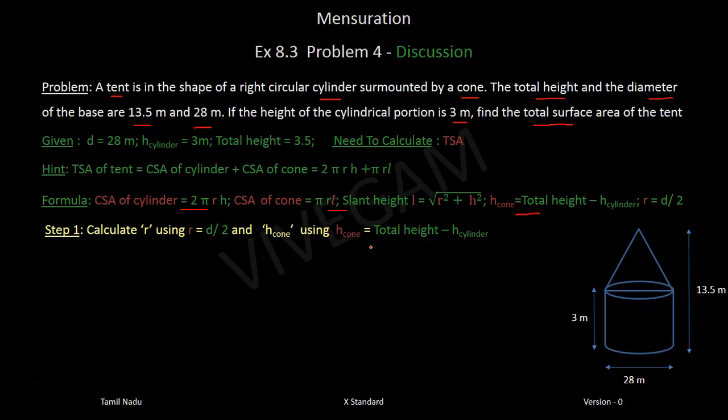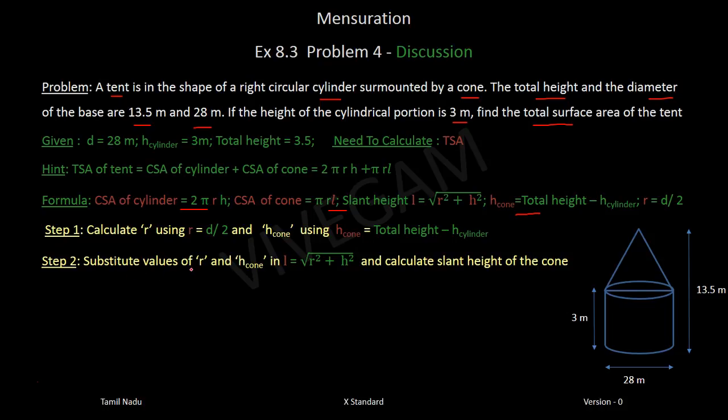Next step. Substitute the value of r and the height of the cone in L equal to root of r square plus h square and calculate the slant height of the cone. Now we have the radius and slant height of the cone, which means CSA can be calculated. We also have the height of the cylinder, which means the curved surface area of the cylinder also can be calculated.